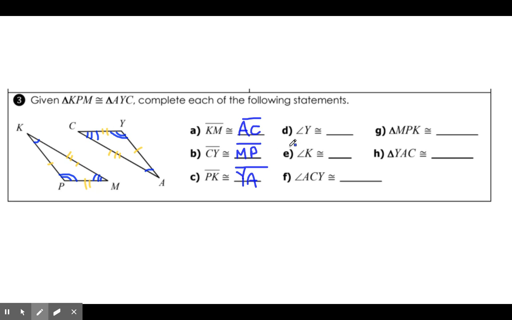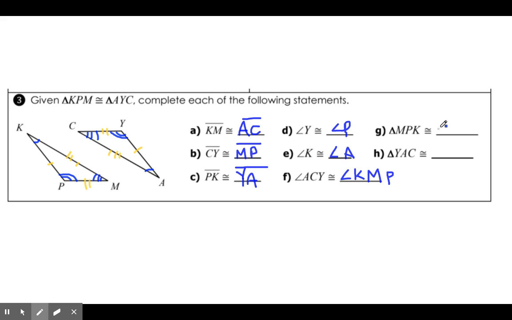All right, then we say angles Y. So we already said that Y is going to be congruent to angle P. Angle K is congruent to angle A. And then here they are using 3 letters to name the angle. So we're going to do the same thing. So this is equal to A is going to correspond to K. C corresponds to M. And Y corresponds to P. So that would be equal to angle KMP.